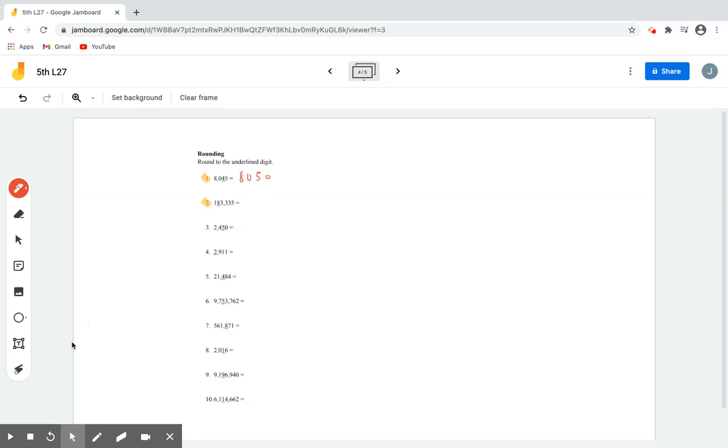And then let's do another one. We have 183,335, and the 8 is underlined here. So we need to look at this 3 here. 3 is less than 5, so we need to round it down. This 8 will just stay the same, and then the other numbers on the right side of 8 will be zeros. It doesn't become 9 because we didn't round it up. It just stays the same. So this will be 180,000. And this will be the final answer.